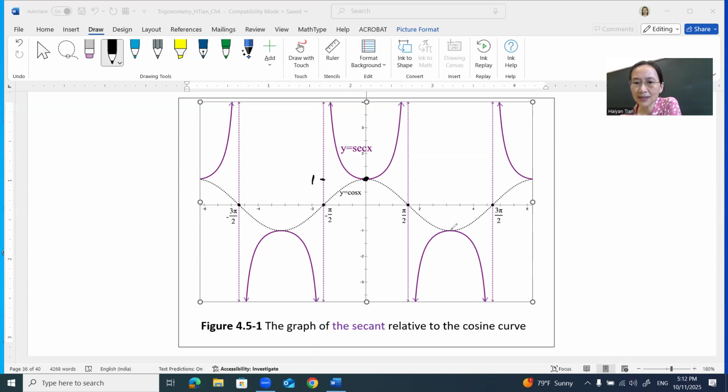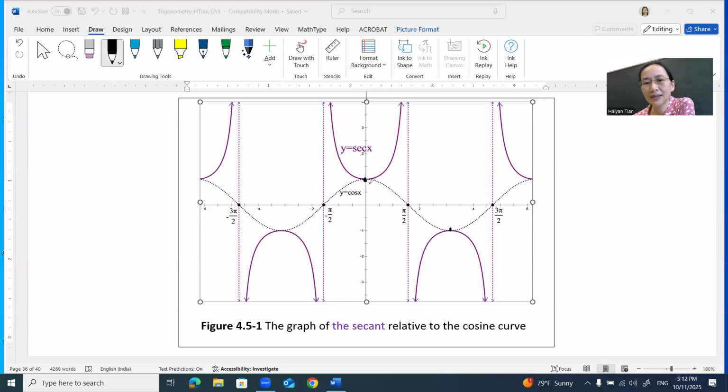Because when cosine is -1, the secant, the reciprocal of -1, is also -1. So this is a -1 here, and the secant function also. So for 1 or -1, the reciprocal will be the same. So those values, they pass through the same point.